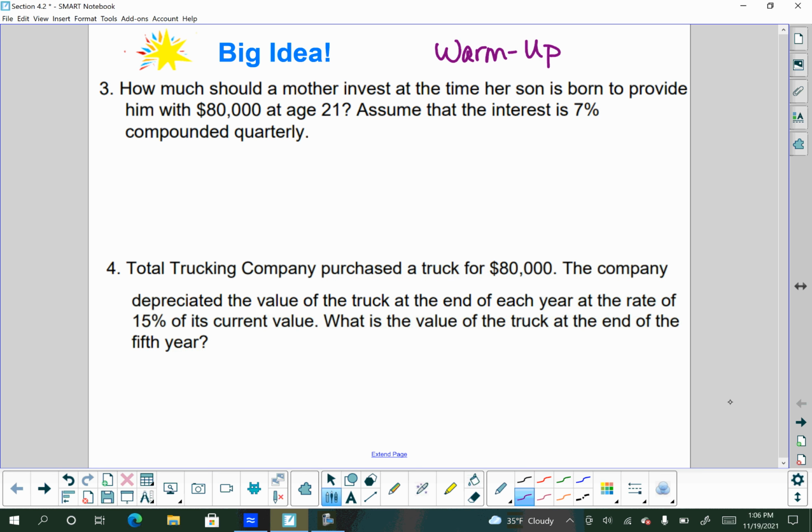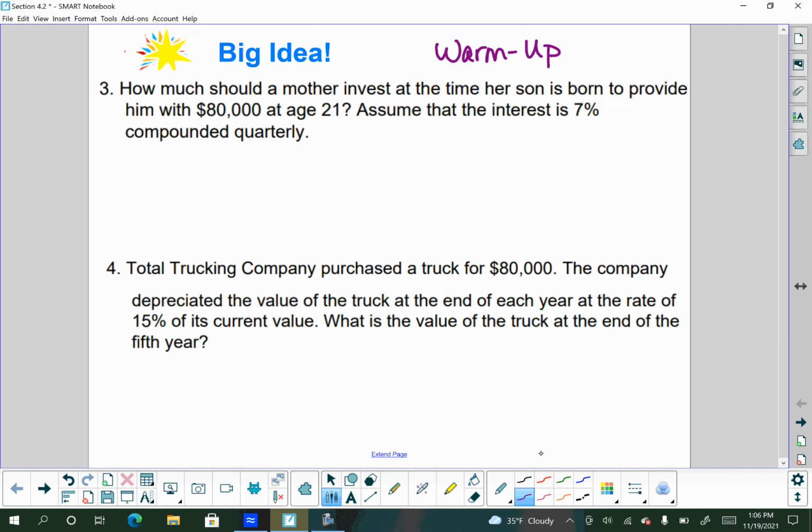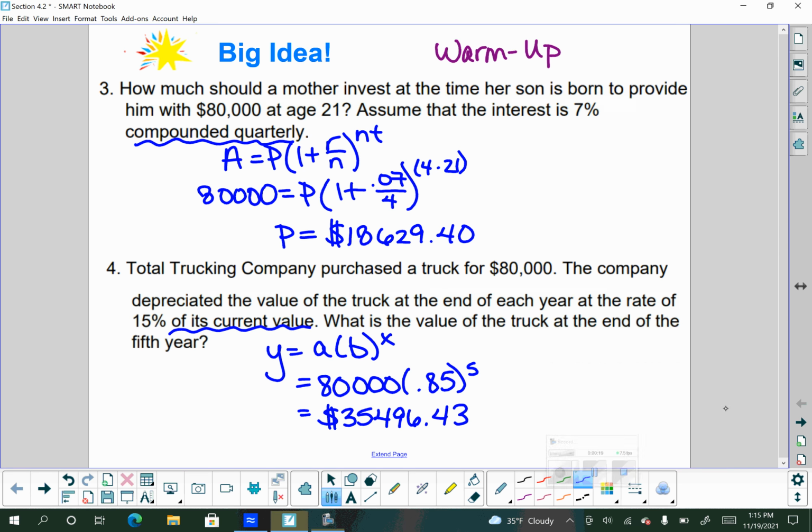Formulas we learned yesterday? There were five. That's correct. Okay, you need to use two of them to answer these questions. Go ahead, warm up. I'm going to have you put answers up on the board in a few minutes. Try them. They are not on your big idea work.